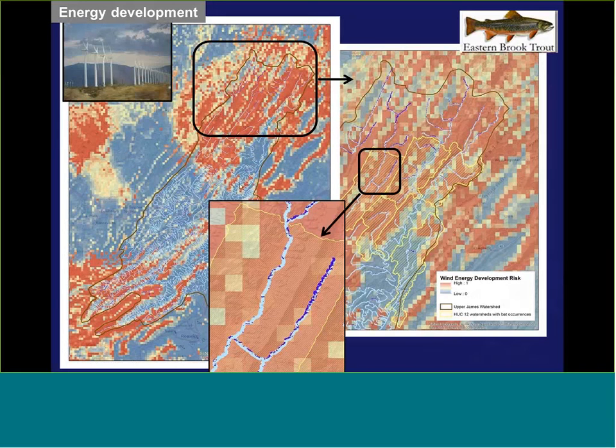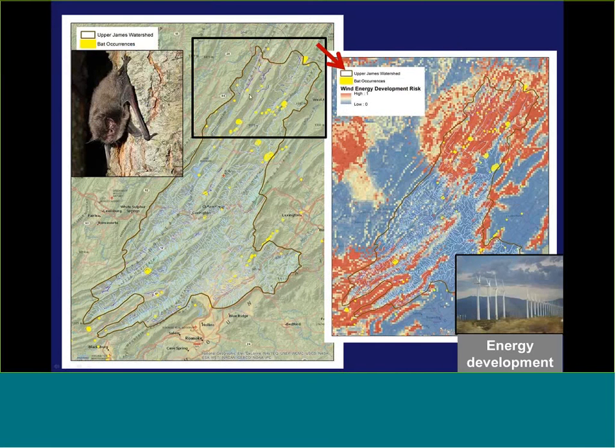And so you can see I've also overlaid this with the bat occurrences. You can see these large yellow blobs are where bats have been known to occur. And you can see that this matches up with the other maps that I just showed you. So we know this area is pretty important.